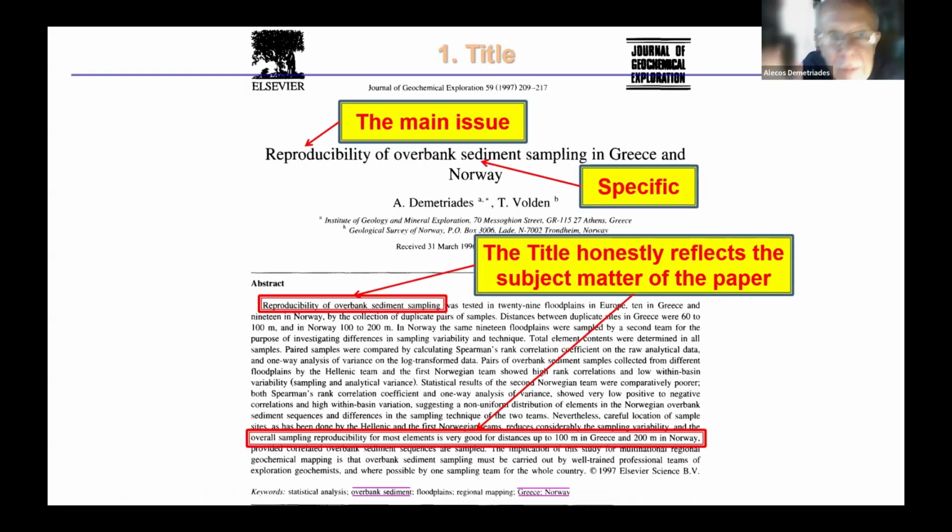So here is one of my papers. The main issue is scientific. The title honestly reflects the subject matter of the paper, as you can see in the abstract. You can download this later, or if you cannot download, please send me an email and I will send it to you.